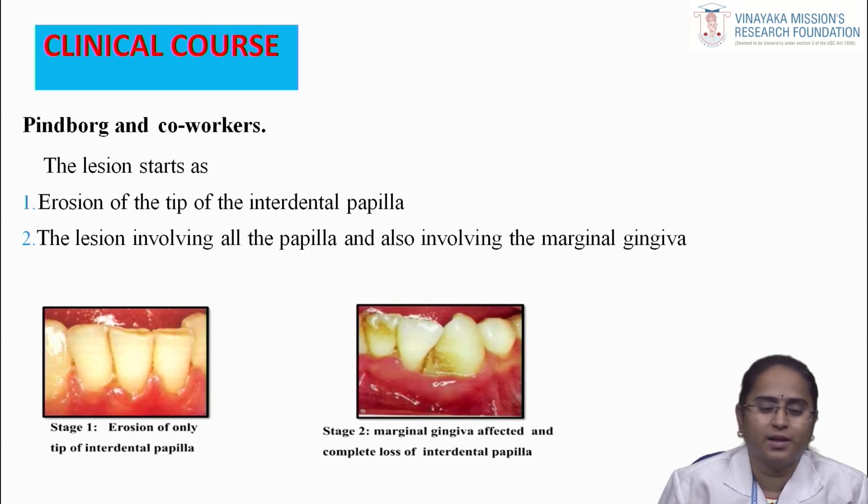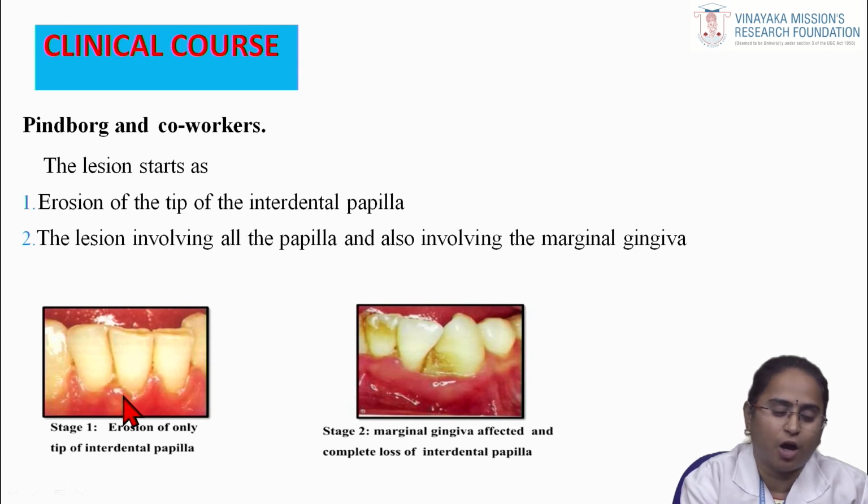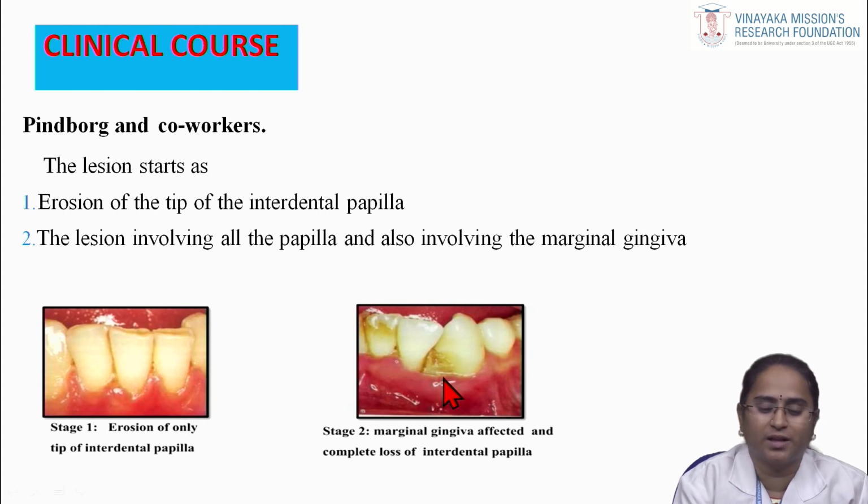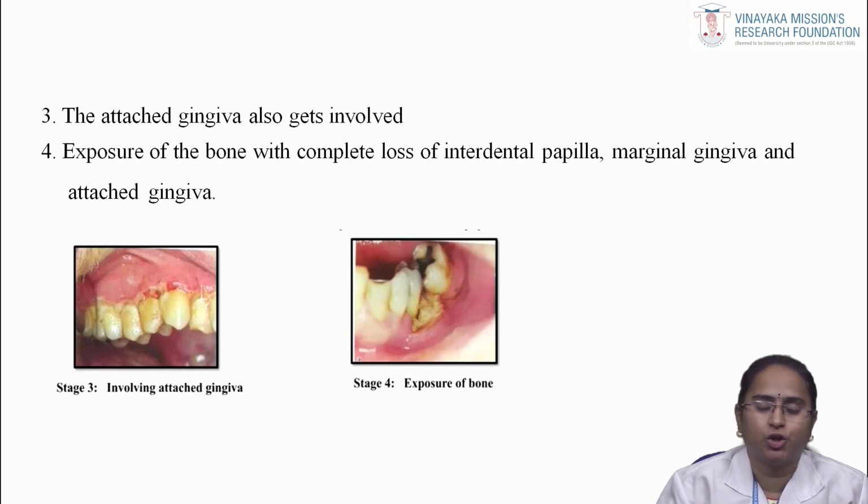Usually the lesion starts at the tip of the interdental papilla and extends all over the papilla, and then it involves the marginal gingiva. Here in this picture we can clearly see the involvement of the entire papilla and marginal gingiva. Whenever it involves the marginal gingiva, sometimes it will extend to the attached gingiva, leading to the necrosis of the bone. Please note that here the gingiva is not getting inflamed to resolve. Here the gingiva has become necrotic and dead, which leads to the exposure of the bone.